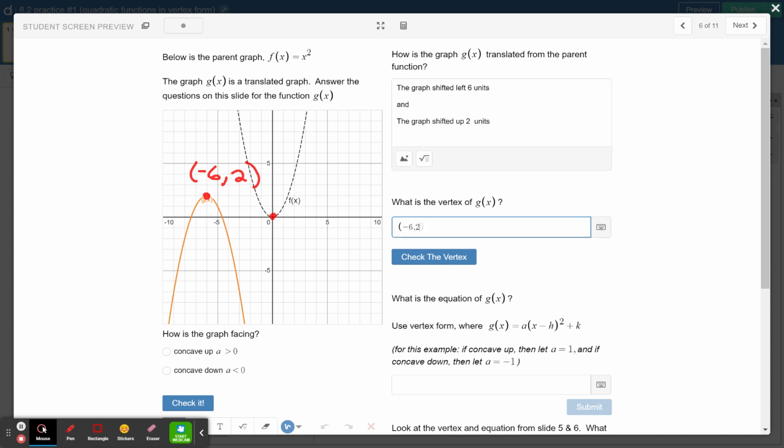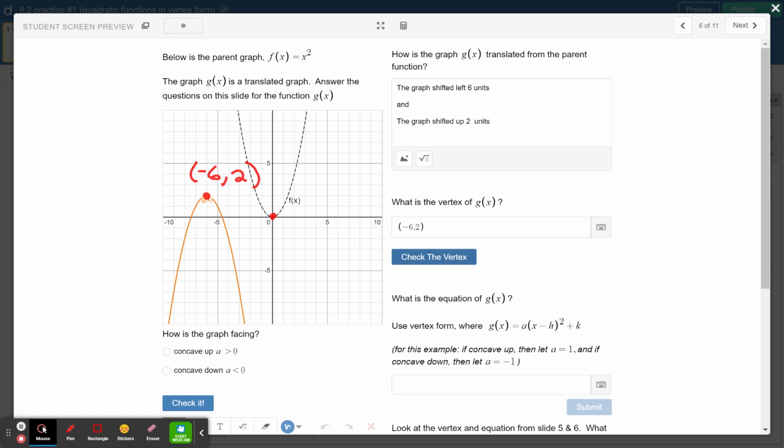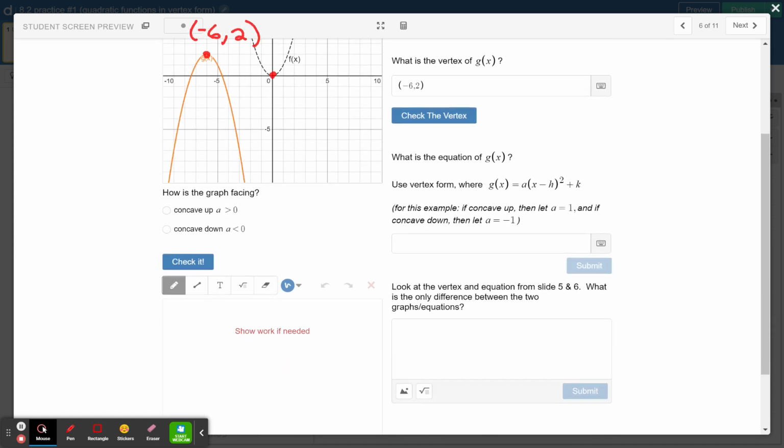I'm going to confirm -6 comma 2. You have to think of what's different. The only thing that's different is now it's concave down. So concave down for this is going to be, our a value is going to be -1. When your a value is any negative number, it's going to produce an upside down graph. We call that a reflection. So whenever it's a negative parabola, your a value is going to be some kind of negative.